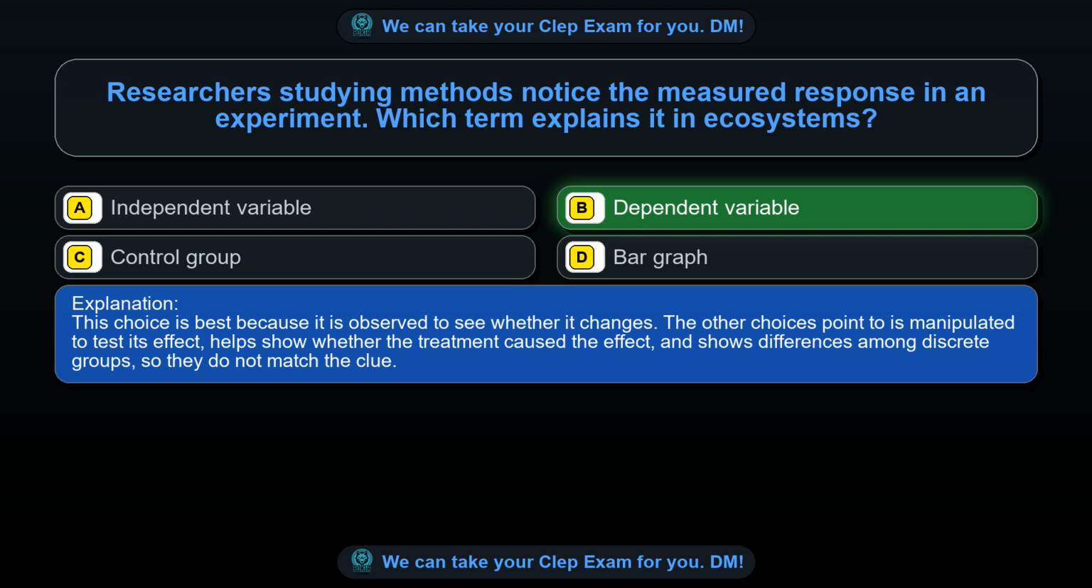The other choices point to is manipulated to test its effect, helps show whether the treatment caused the effect, and shows differences among discrete groups, so they do not match the clue.